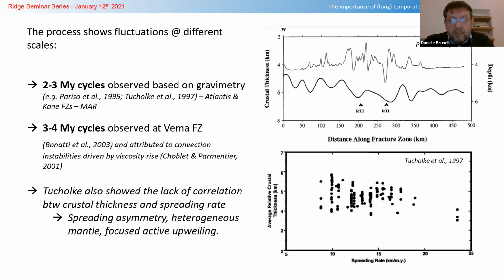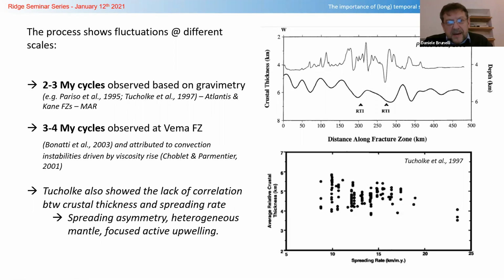Some works report the variability in time that can be observed based on gravimetry or on the simple morphology, so the bathymetry, and the frequency of the variability that we can observe. Essentially, cycles on the order of 2 to 4 million years have been observed at the Atlantis and the Kane fracture zone based on gravimetry, and here the Vema fracture zone that we discuss later. They appear as variability in the crustal thickness that can be inferred by inverting the gravimetry signal, the residual mantle Bouguer anomaly.